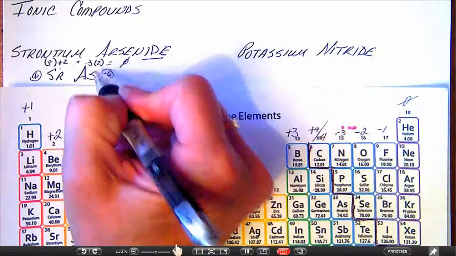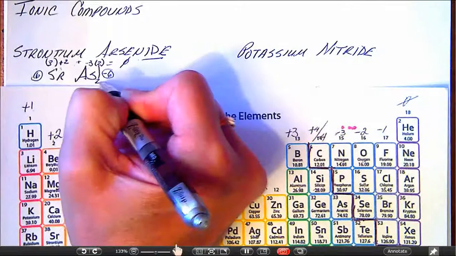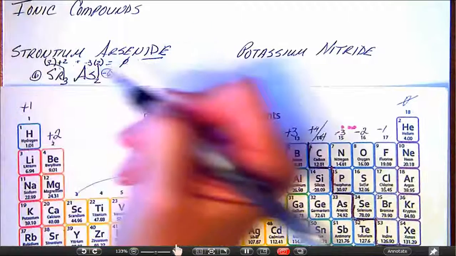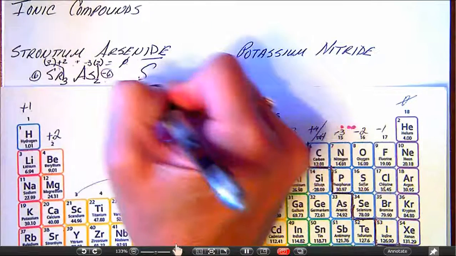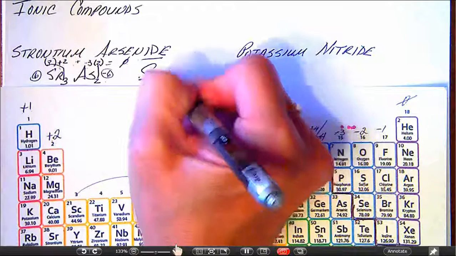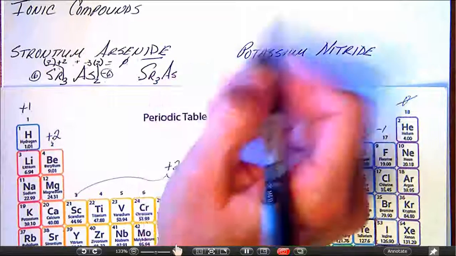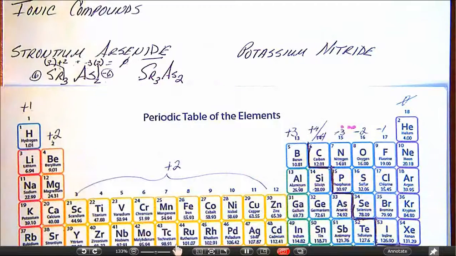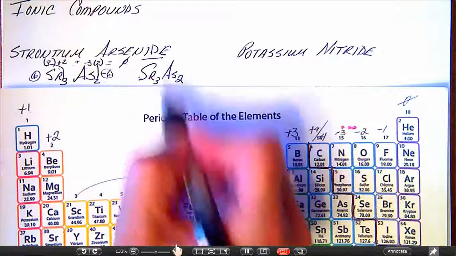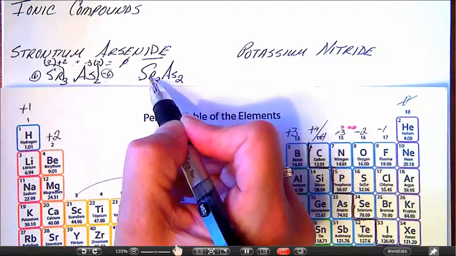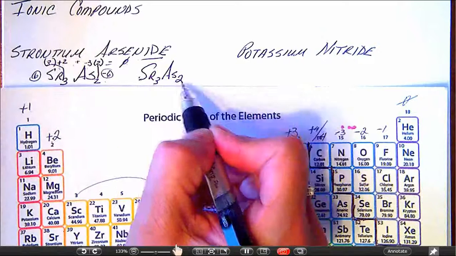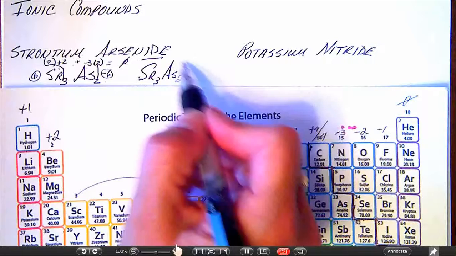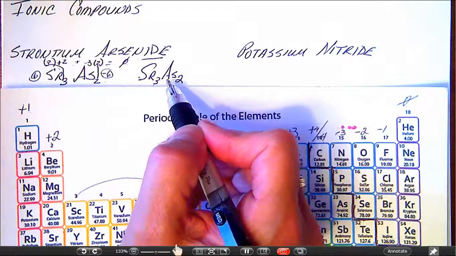So these numbers are going to go right here at the bottom. So when I write it clearly, you have Sr3As2. And what this means is this molecule has 3 strontium atoms and 2 arsenic atoms. And together, all 5 of those atoms equal a charge of 0.